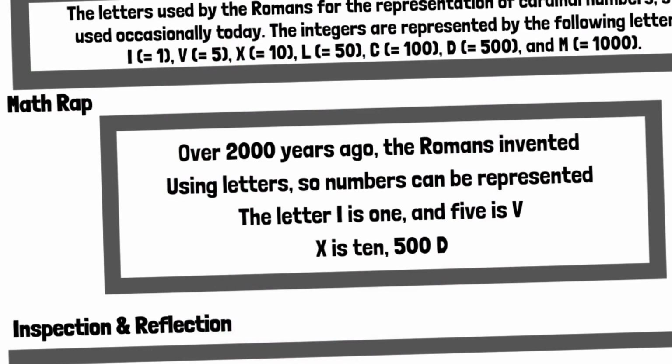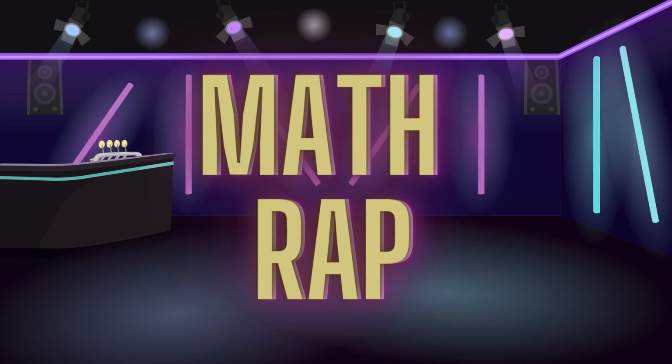Math rap. Over 2,000 years ago, the Romans invented using letters so numbers can be represented. The letter I is 1 and 5 is V, X is 10, 500 D. Math rap.